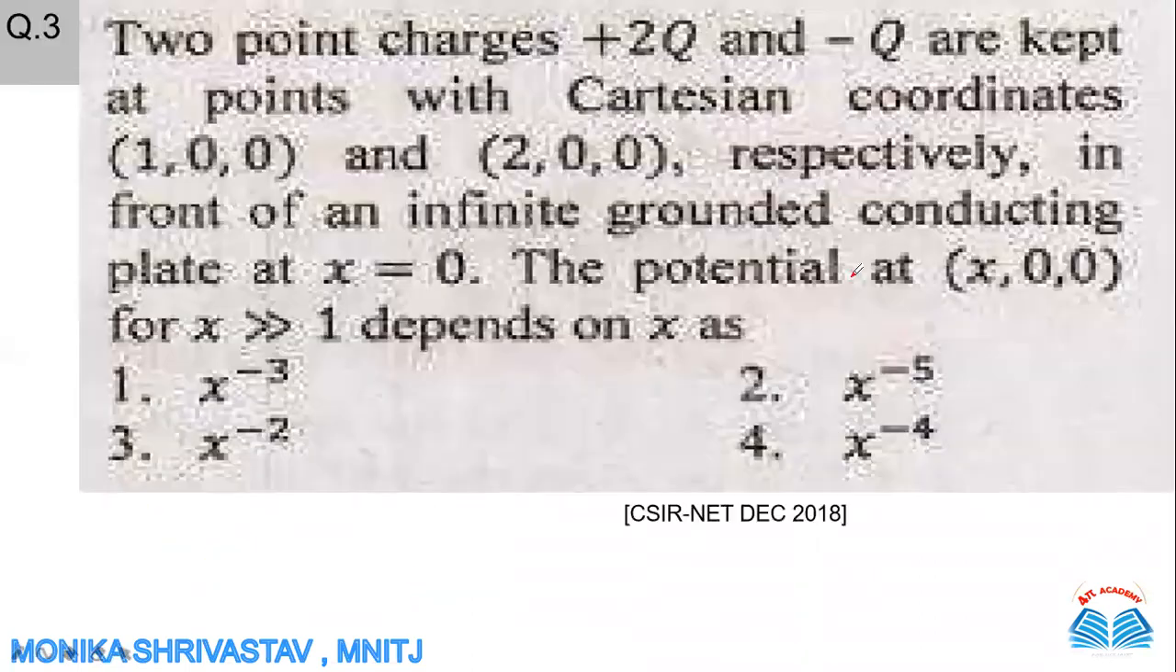Okay, next. Oh, it is a quite blurry image. I will read this out for you guys. 2 point charges plus 2q and minus q are kept at points with Cartesian coordinates 1, 0, 0 and 2, 0, 0. There are 2 charges situated on 2 coordinates in front of an infinite grounded conducting plate at x equals 0. The potential at x, 0, 0 for x greater than 1 depends on x as.